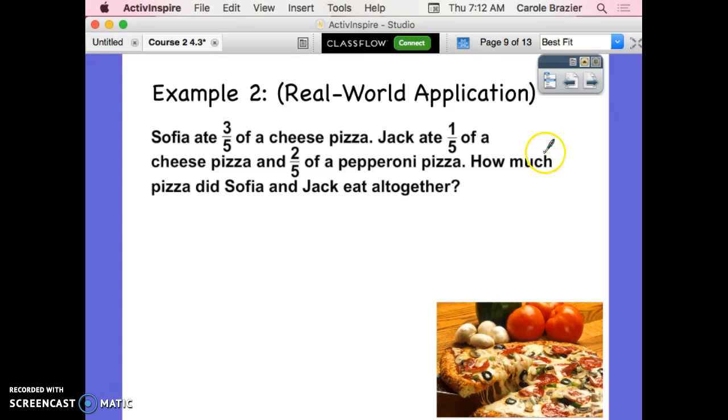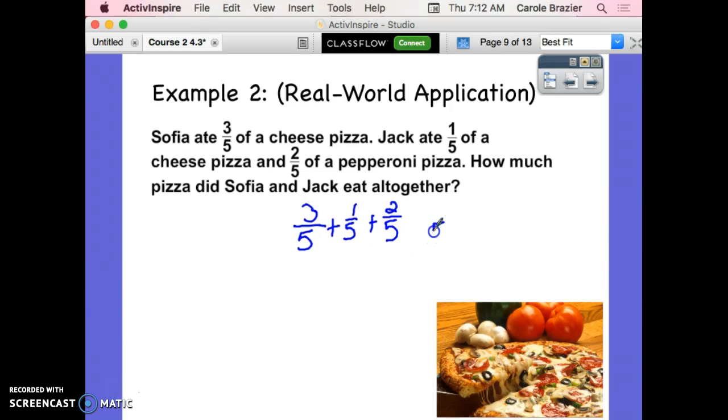Now you're going to work with word problems. So Sophia ate 3/5 of the cheese pizza, Jack ate 1/5 of it, and 2/5 of a pepperoni pizza. How much pizza did Sophie and Jack eat all together? So if they ate 3/5 plus 1/5 plus 2/5, I'm adding all those together.